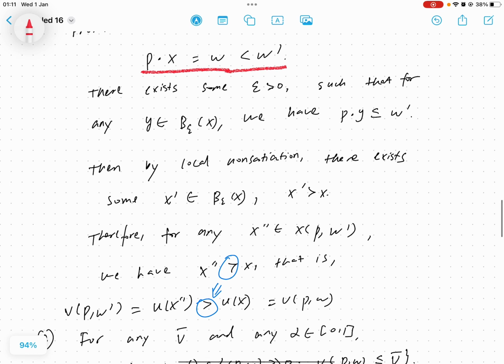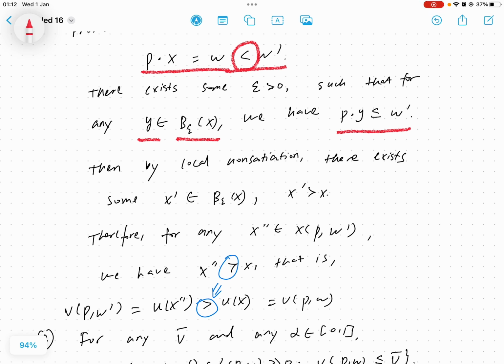And then we know that there must exist some small number epsilon, because we have a gap here, such that for any solution Y in the neighborhood of X within the radius of the epsilon ball, we must have this P inner product Y. This is also feasible. So this Y is also feasible. P inner product Y is smaller or equal to W prime.